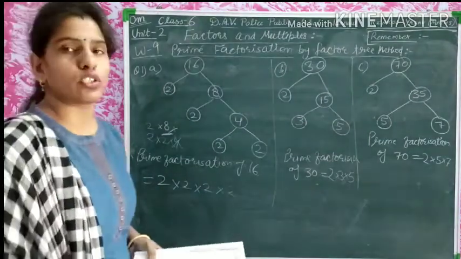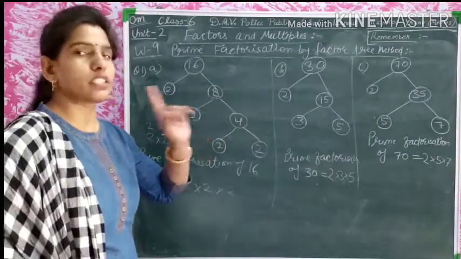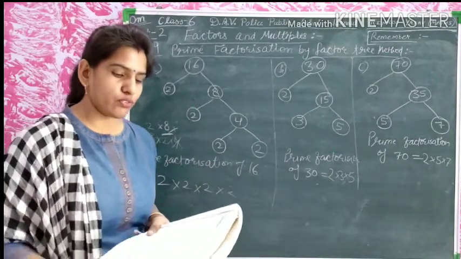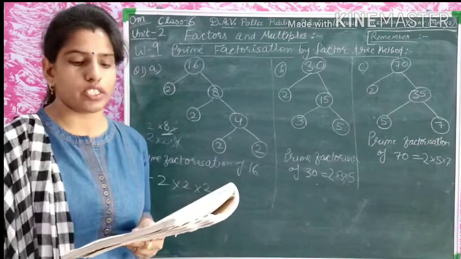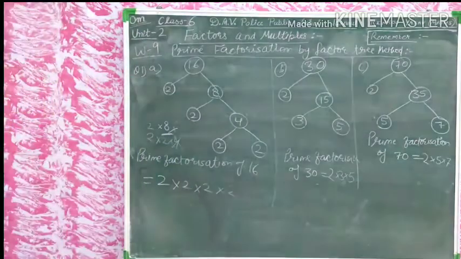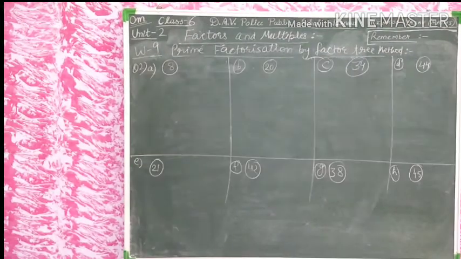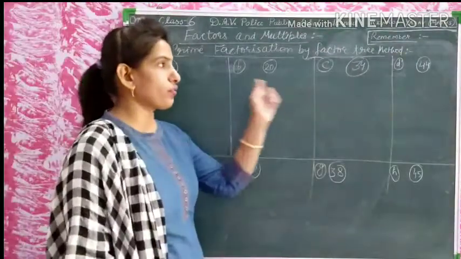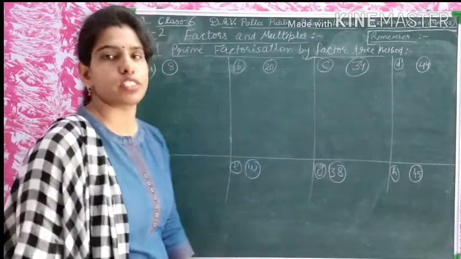In the next question, we do the same thing. There are the numbers given here: 8, 20, 34, 44, 21, 42, 38, 45. We have to factorize these numbers. Let's see there. Now students, there is question number 2. We have to find the prime factorization of these numbers.